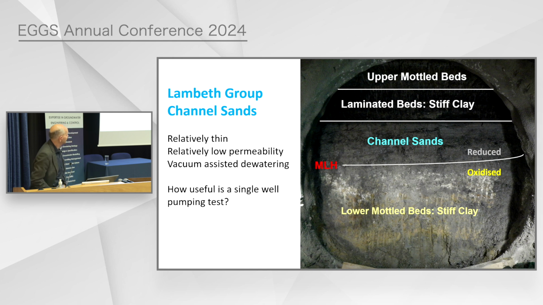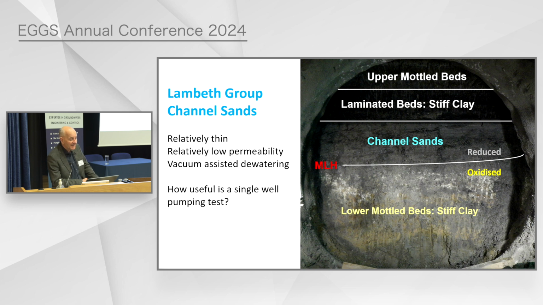But what about if we're trying to do some work in the Lambeth Group channel sands? This is the face of a tunnel in central London, one of the Crossrail tunnels. You've got clay at the top, clay at the bottom, and then you've got some pretty low permeability silty sand in the middle there. And that is being dewatered.